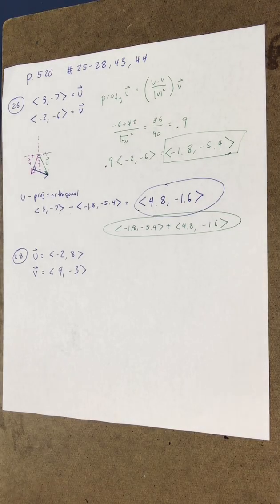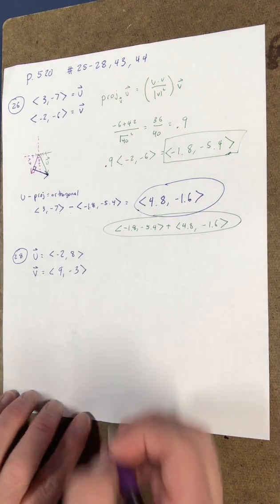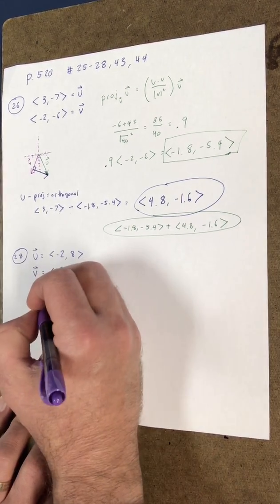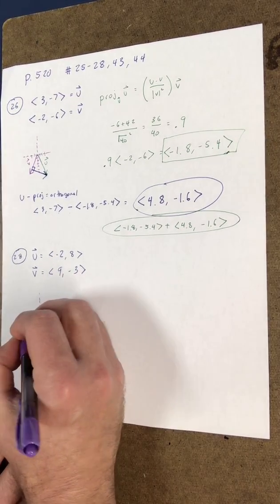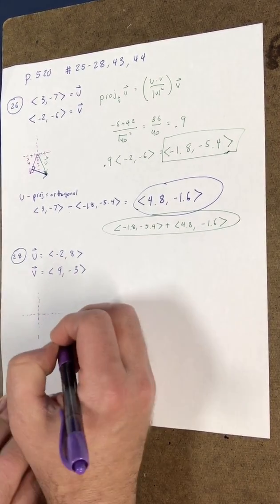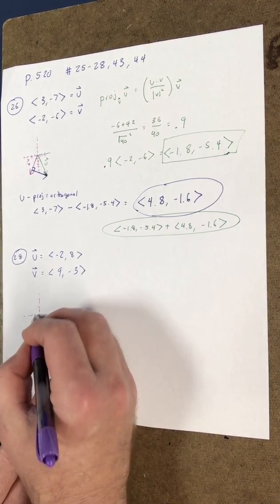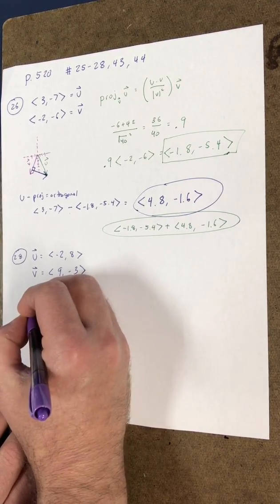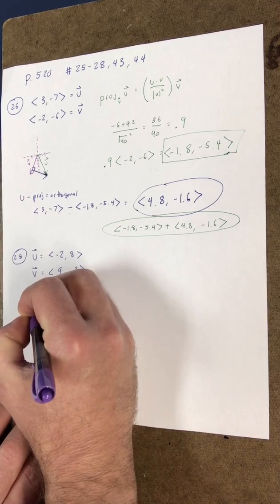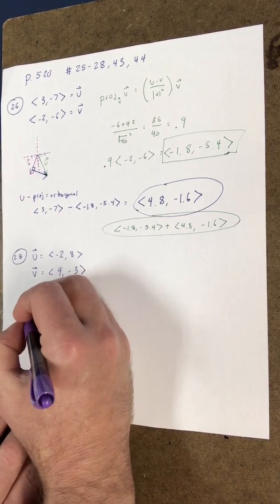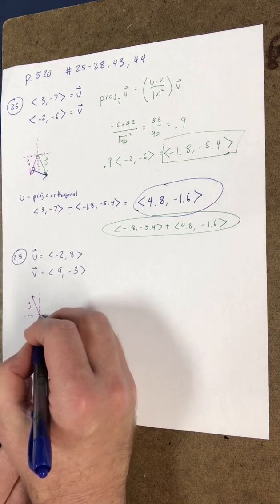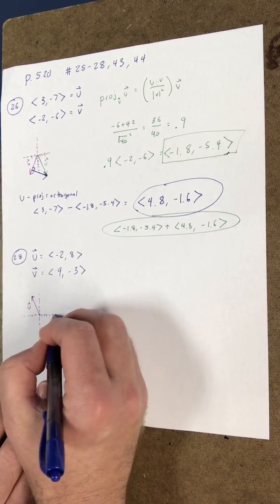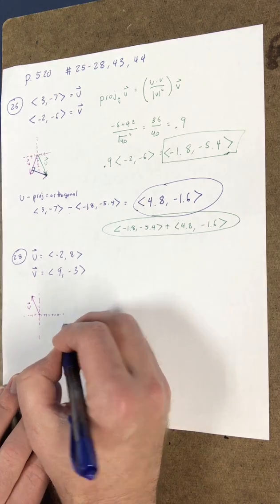Okay, 28 is going to be the same process, so let's get into it. Getting a visual first. Feel free to pause this video if you want to try it on your own first. -2, 8 is up here. So that is my vector u. My vector v is 9, -3. So about there.